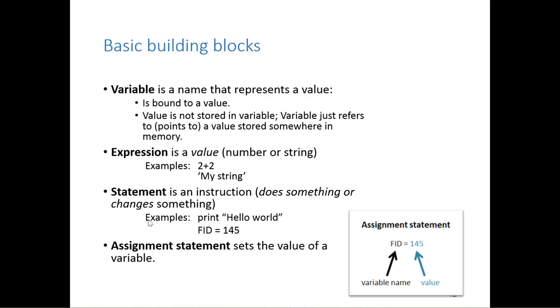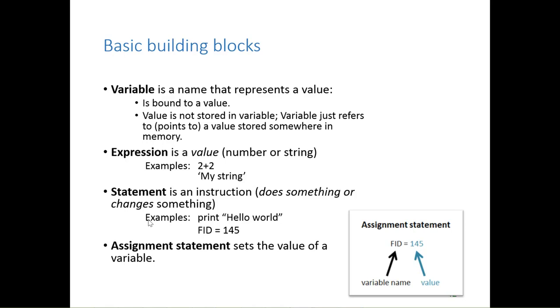So we use the term variable when we're talking about add.py. You set a equal to the integer conversion of the first user argument. You did that using an equal sign. So formally, a variable is a name that represents a value. It's bound to the value. The value is strictly not stored in the variable. It just refers to or points to a value that's stored somewhere in memory. But that's a Python nuance.